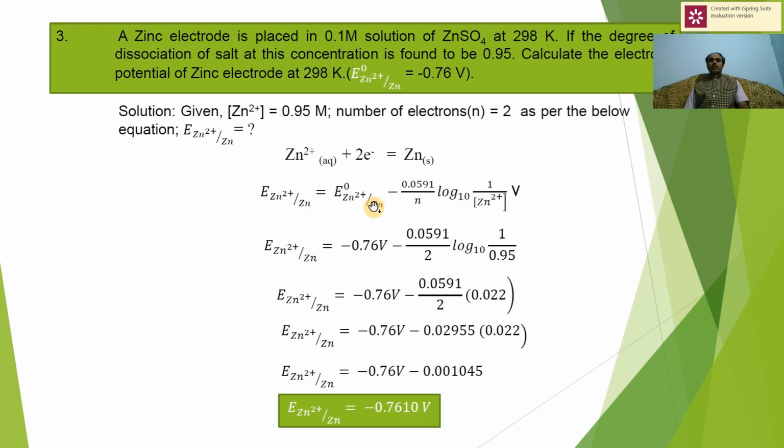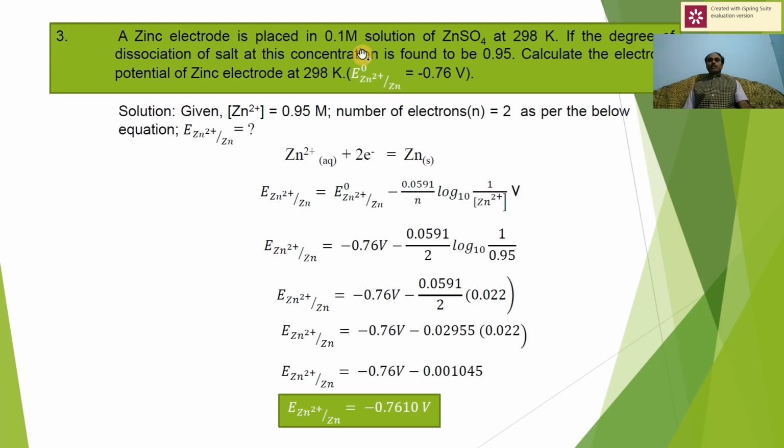In this formula, you have standard reduction potential. It is given in the problem as minus 0.76, that you can substitute here. And the value of N is already familiar to you, that is the number of electrons transferred is 2, that you can write as 2 here. Log of 1 divided by molar concentration of Zn2 plus. Now there is a small twist for you. The molar concentration of Zn2 plus is either 0.95 you have to take or 0.1 you have to take. That is the key point you need to understand here.